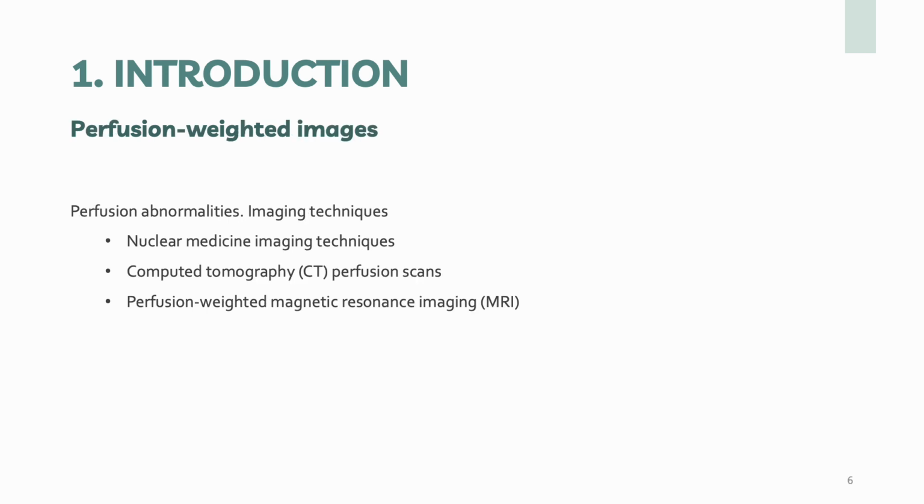While these perfusion abnormalities can be identified through cerebral blood flow maps, which can be obtained from different imaging techniques, due to the lack of radiation exposure and its higher spatial resolution, perfusion-weighted MRI techniques are the most frequently used.